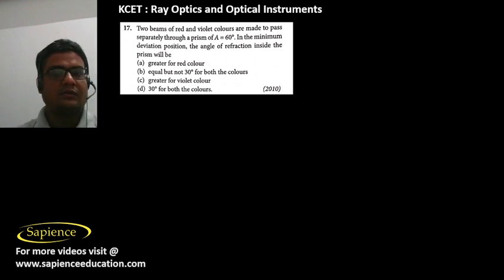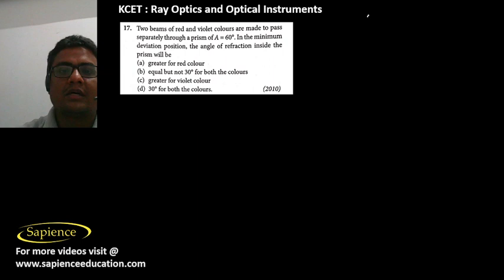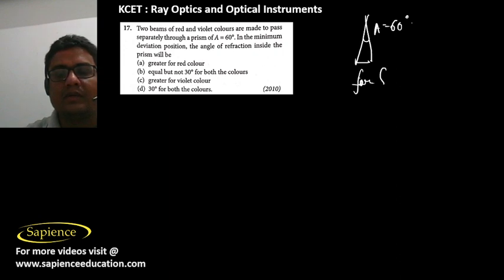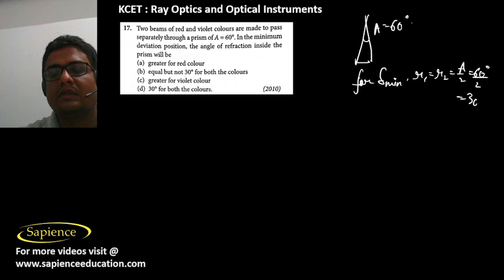And then question number 17 says two beams of red and violet colors are made to pass separately through a prism of angle 60 degrees. In the minimum deviation position, the angle of refraction inside the prism will be? For minimum deviation we have R1 equal to R2 equal to A by 2, so that is 60 degree by 2, that is 30 degree.